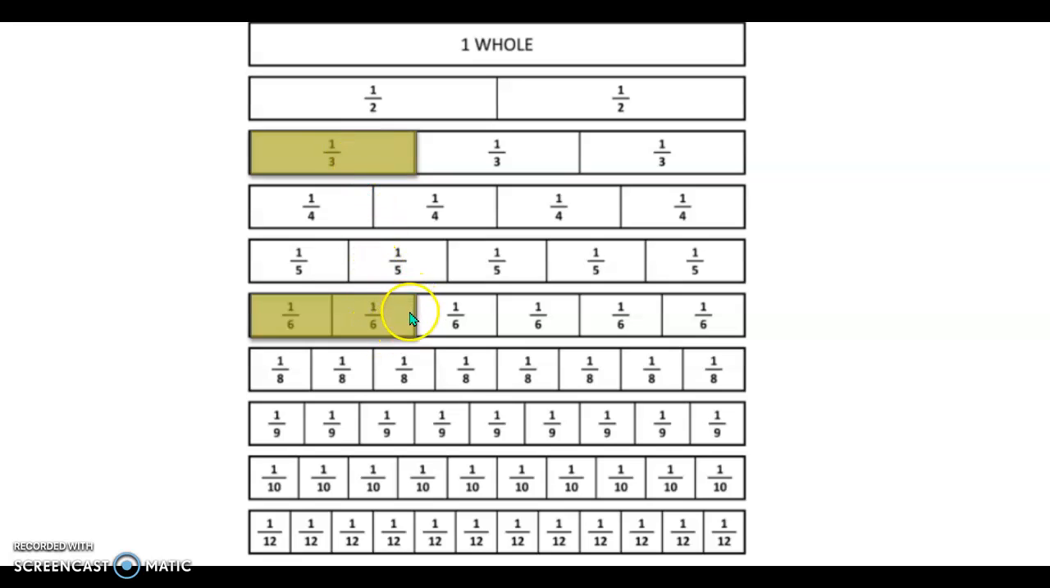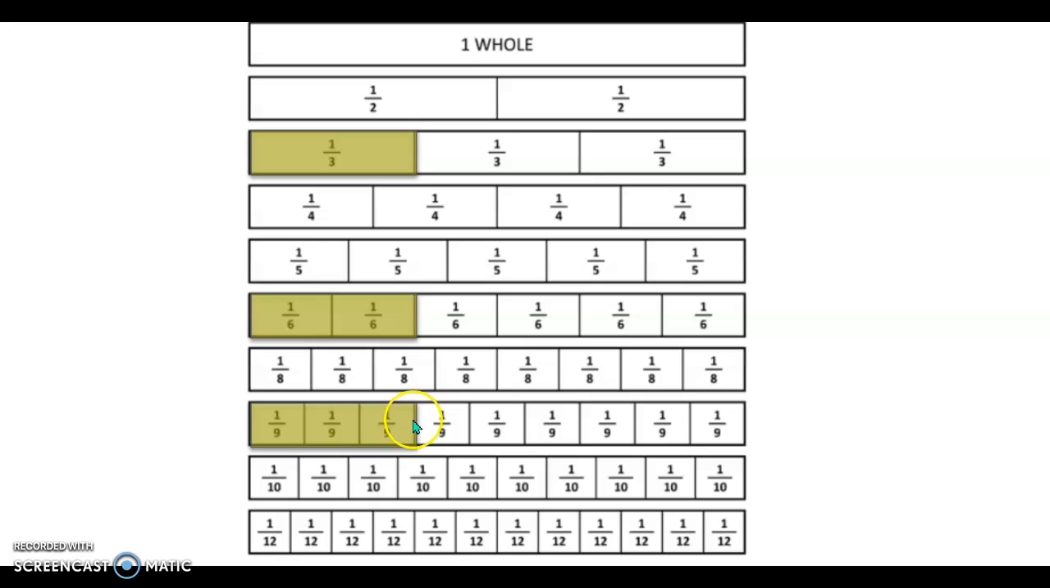All right, let's keep going. Let's see if we can find another one. 1/8, nope, those don't work. Oh, look, 9ths work. 9ths stop at the same spot also. So I can say 1/9, 2/9, 3/9. 3/9 is equivalent to 2/6, which is equivalent to 1/3.